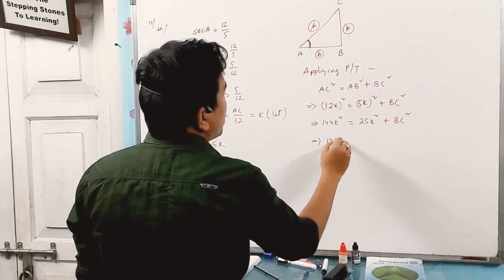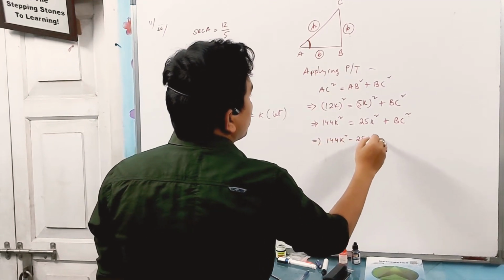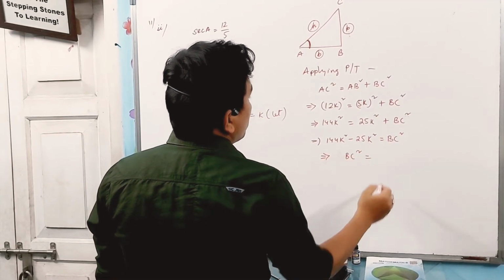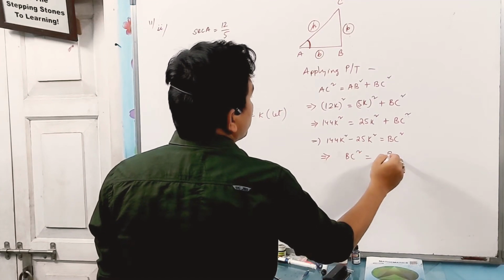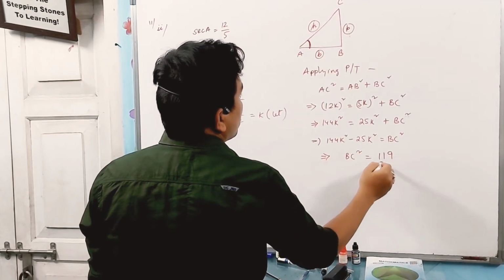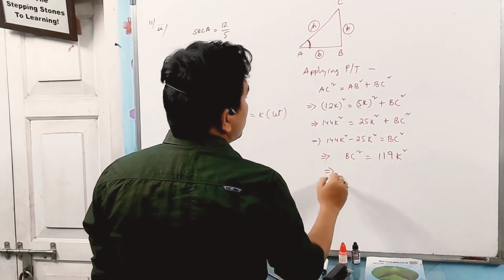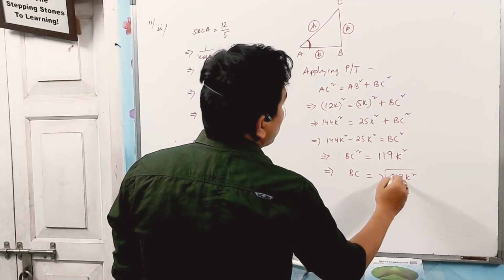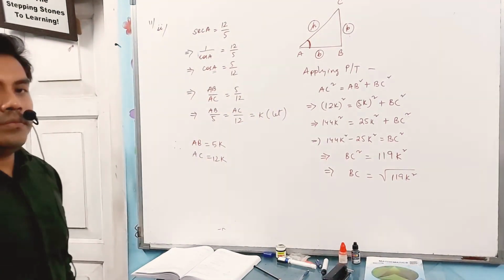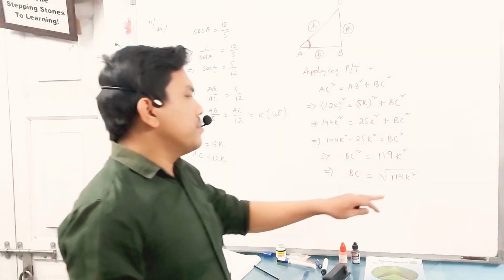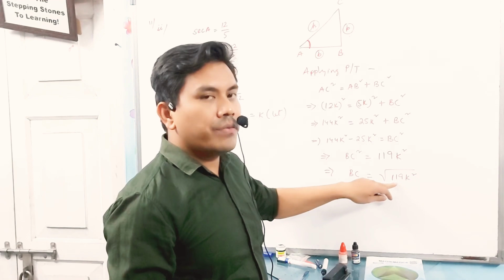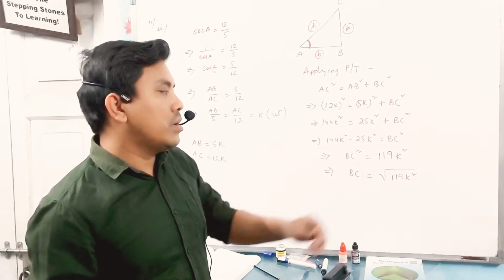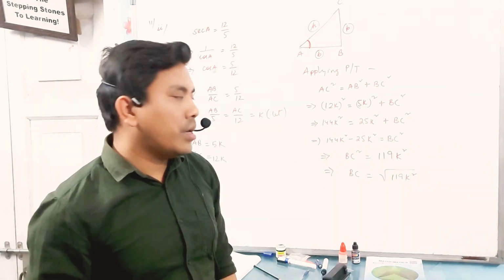So 144K square minus 25K square equals BC square. So BC square will be equal to, 144 minus 25, which is 119K square. So BC will be equal to square root of 119K square. Is 119 a perfect square number? No. K square is a perfect square, so obviously K square will come out of the root and it will become K.